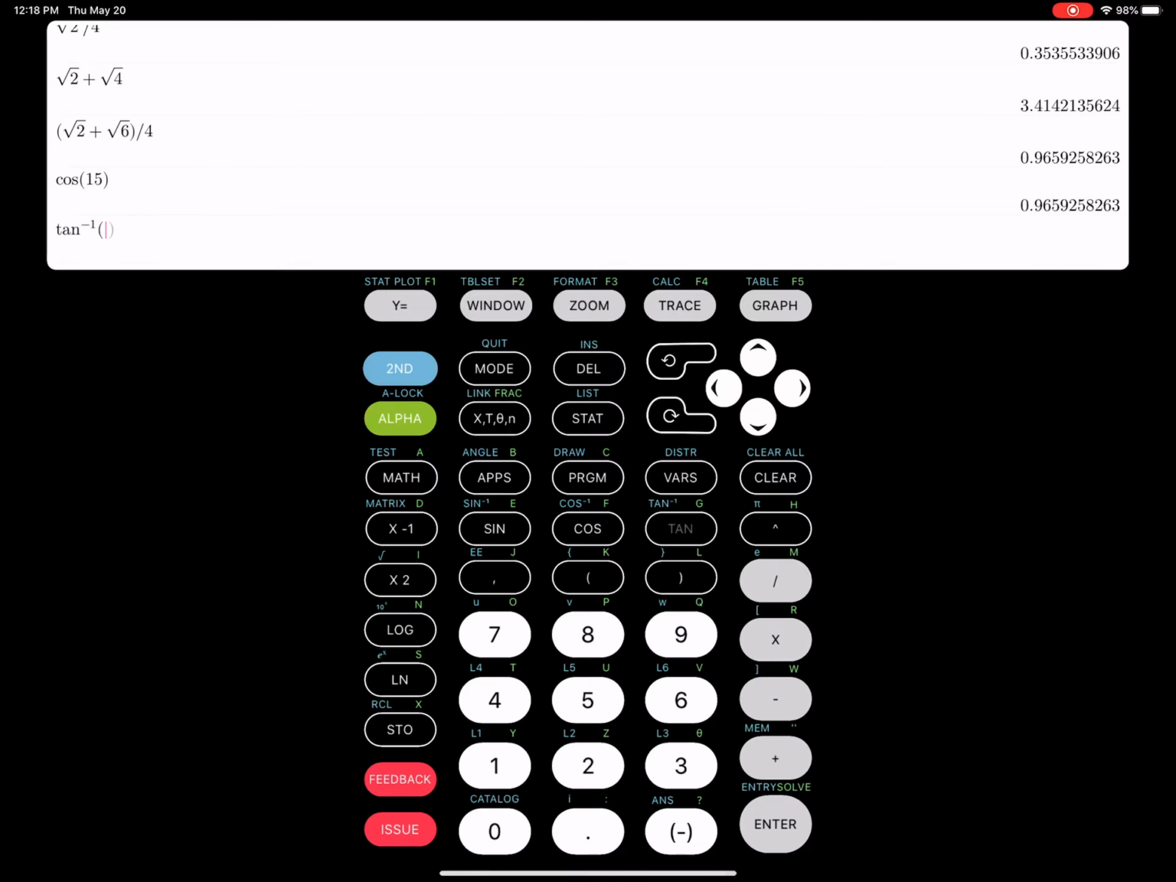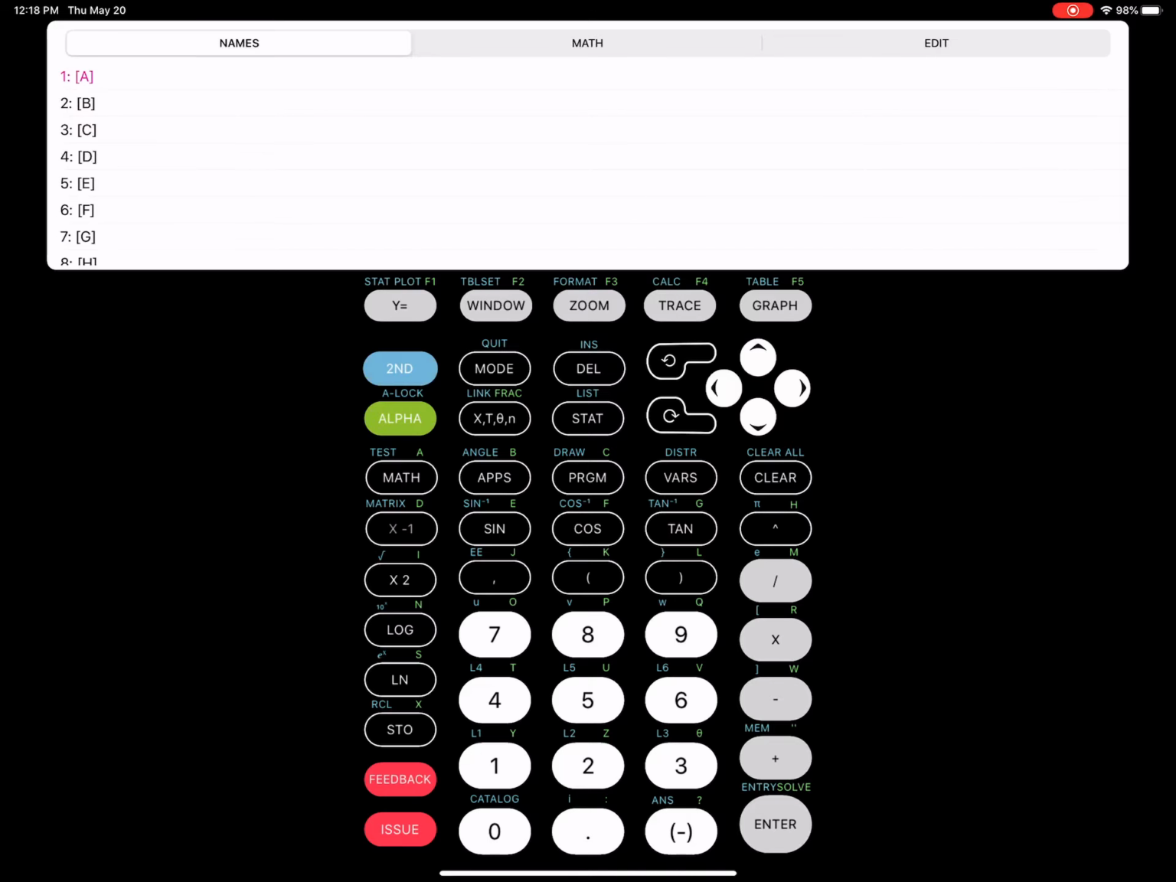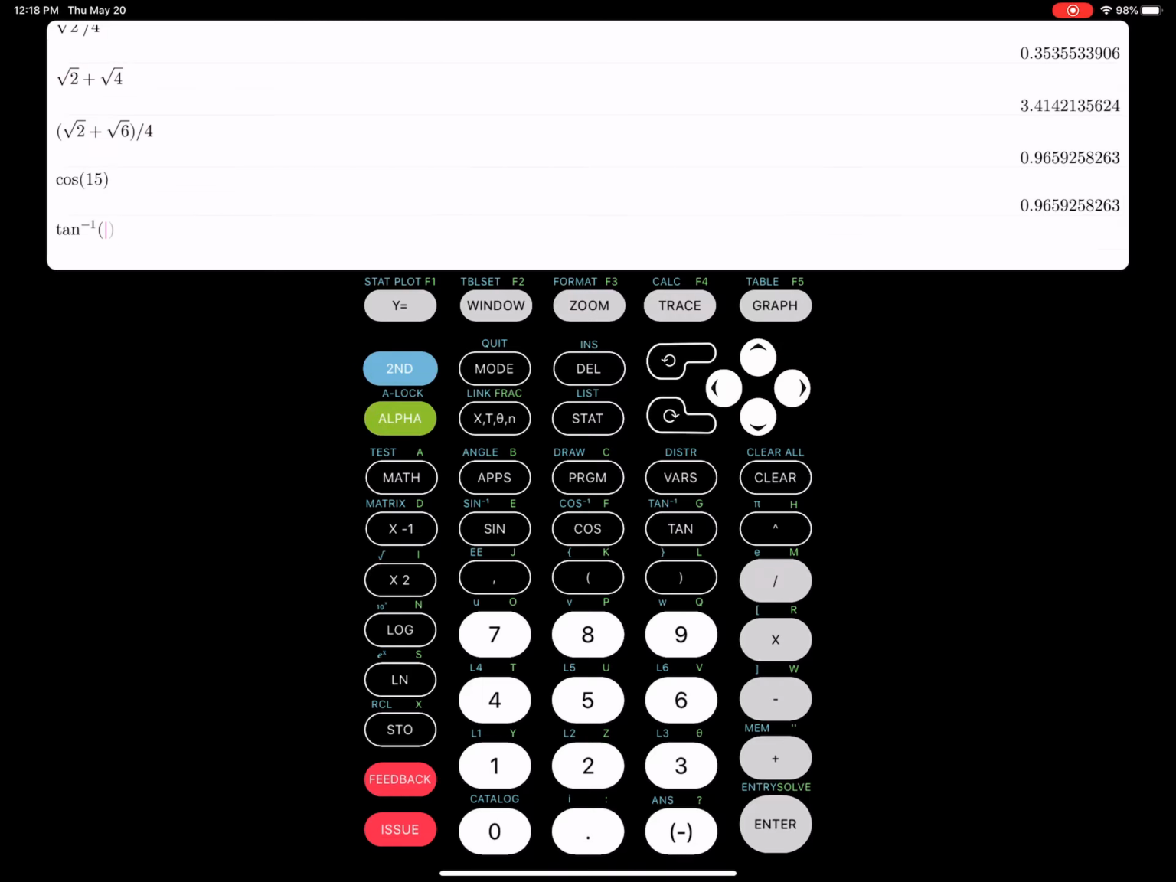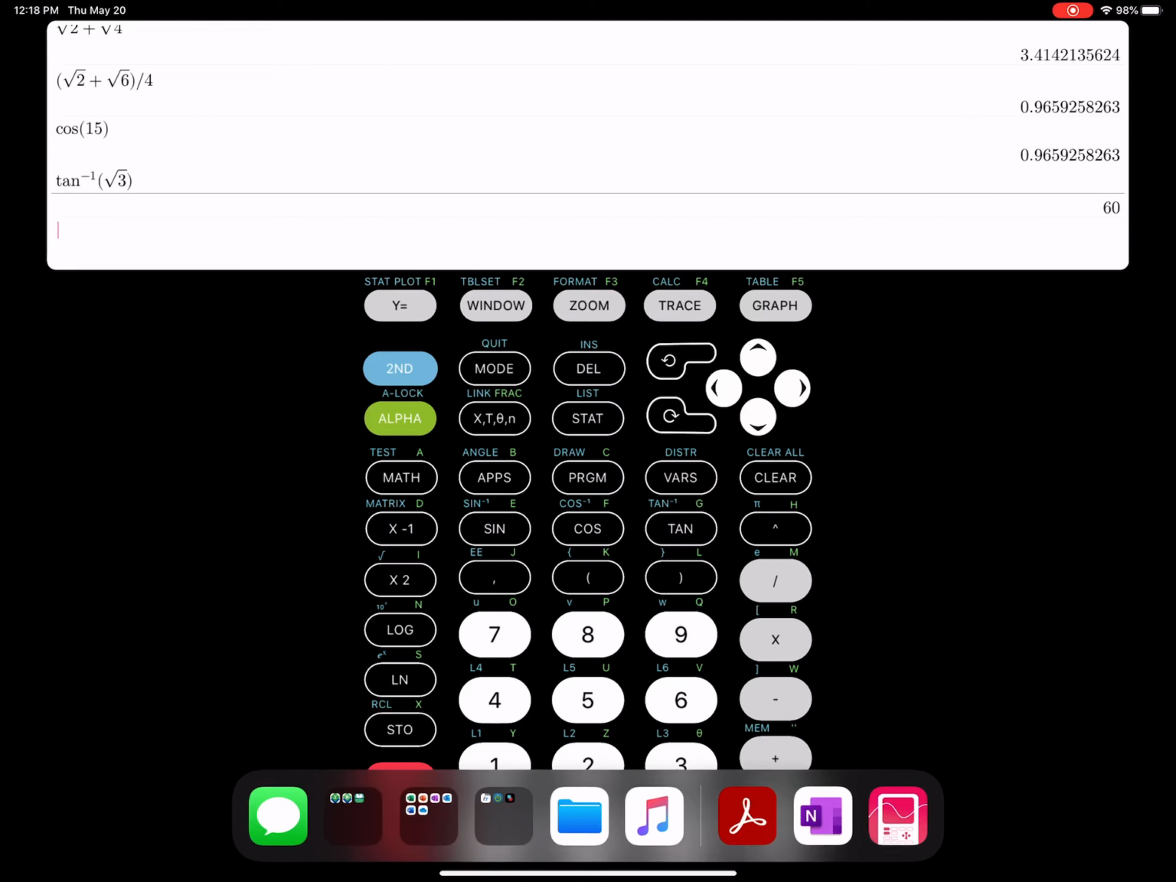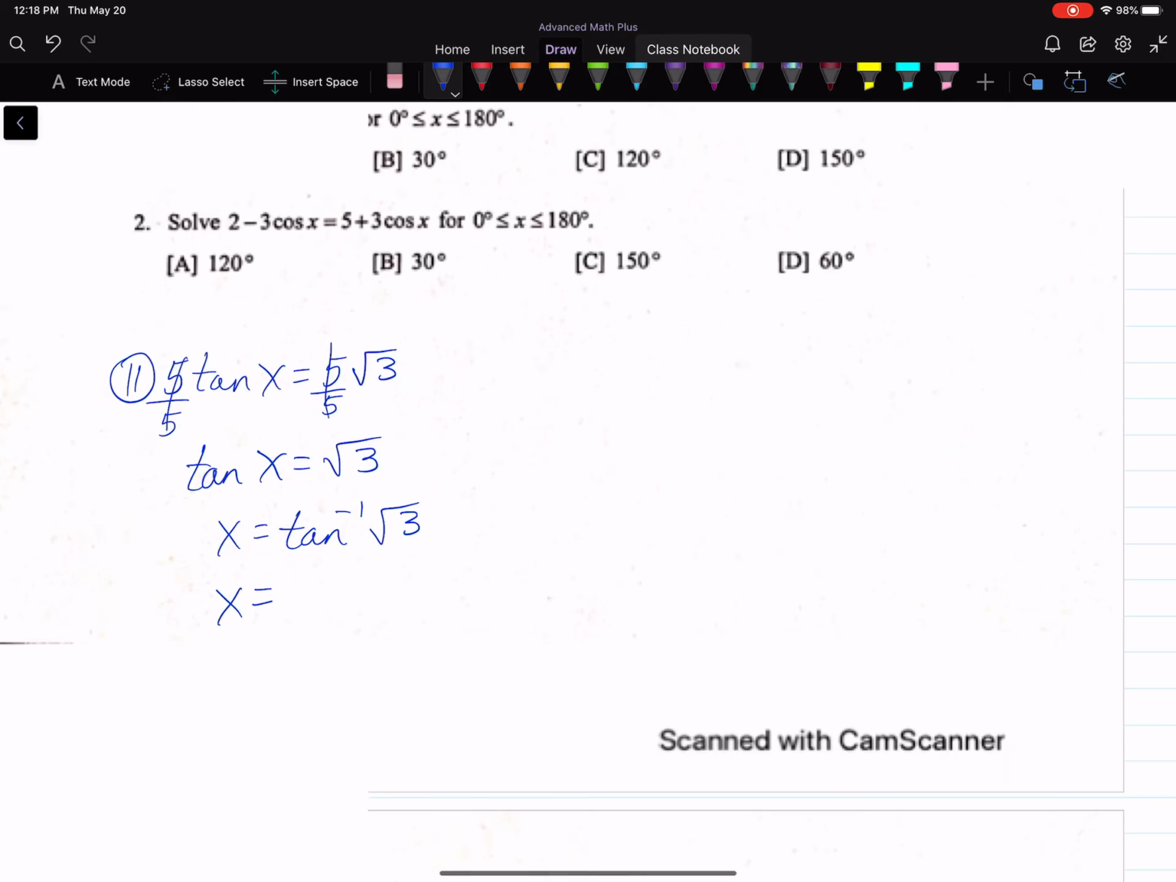Second tan of square root of 3, and hit enter, and it tells me my answer is 60. So 60 degrees, which is A.